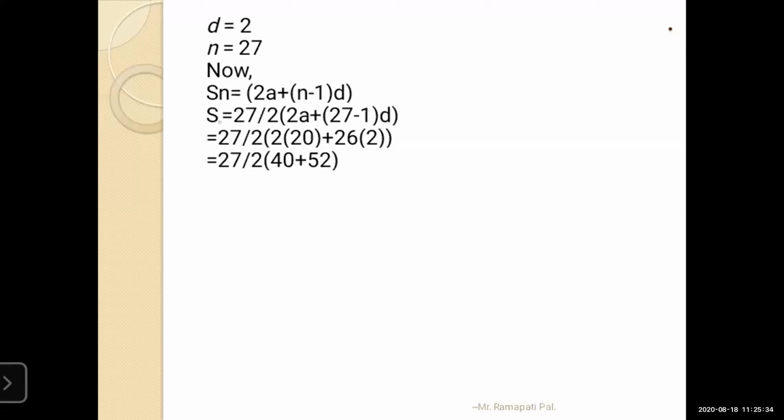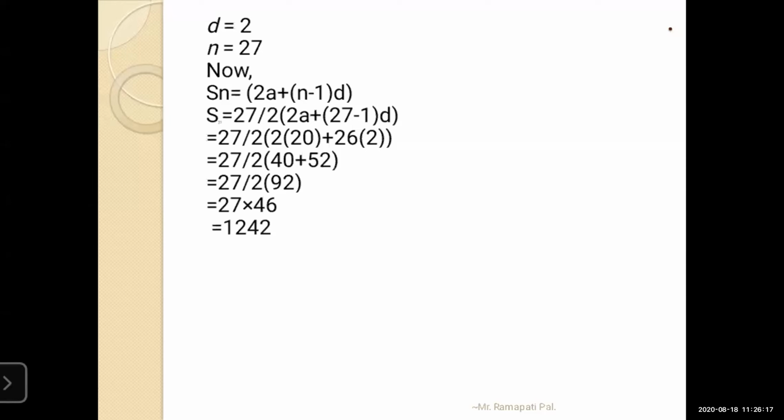Now divide by 2, because 27 upon 2 is there. So 27 upon 2 into 92. What becomes when 92 is divided by 2? Very good. That becomes 46. So 27 into 46. What is that? 1,242. Very good. There are 1,242 seats in the auditorium. See how big the auditorium is. That 1,242 seats are there.